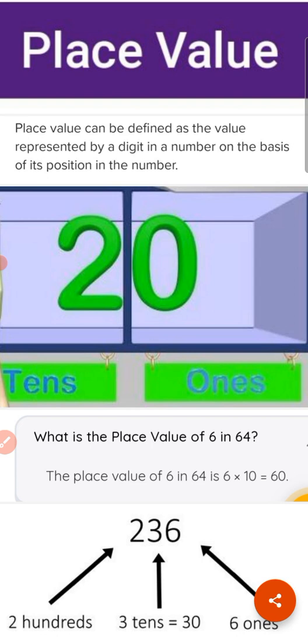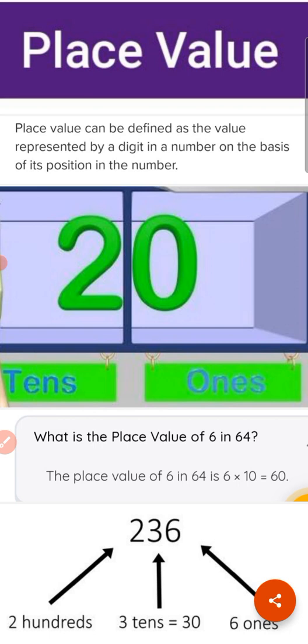In the previous class, you learned about digits. Digits are symbols used to make a numeral. 0, 1, 2, 3, 4, 5, 6, 7, 8 and 9 are the digits we use in our daily lives. Using these digits, we can make any number. Okay. Now we are going to learn about place value.